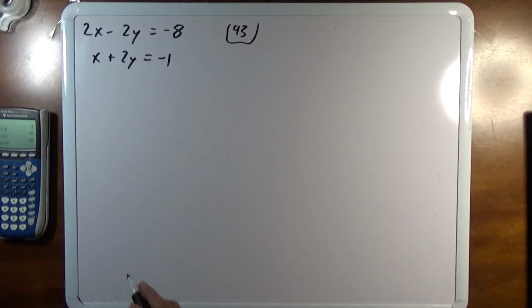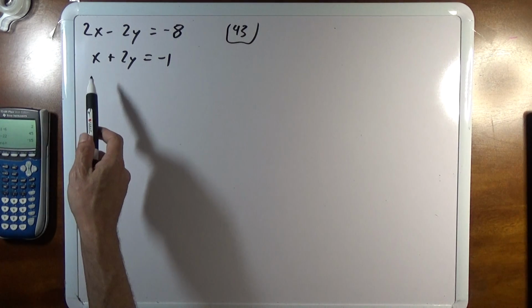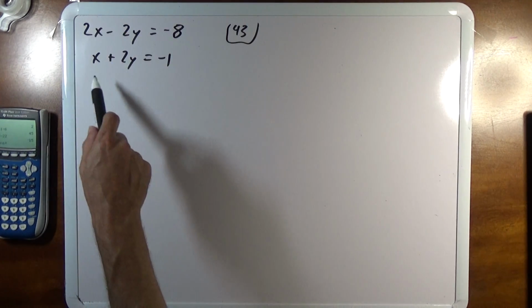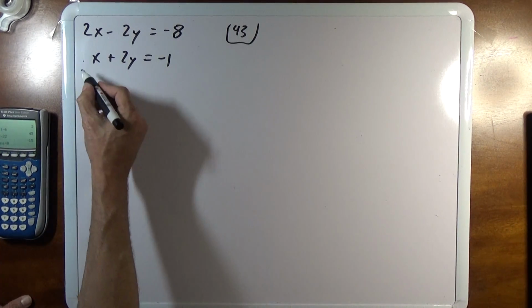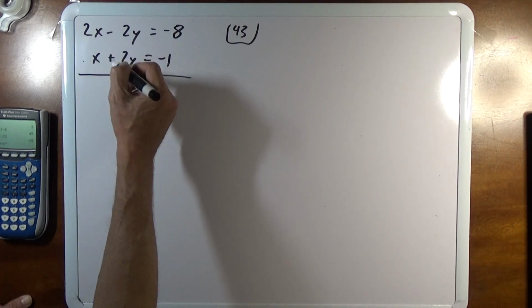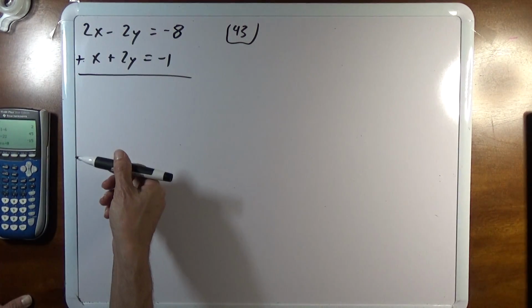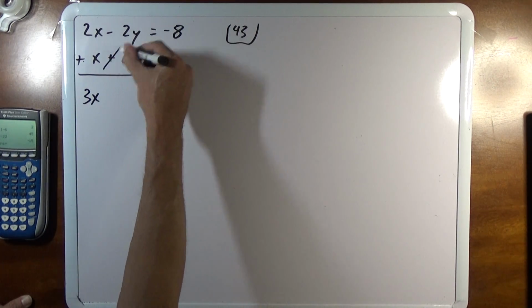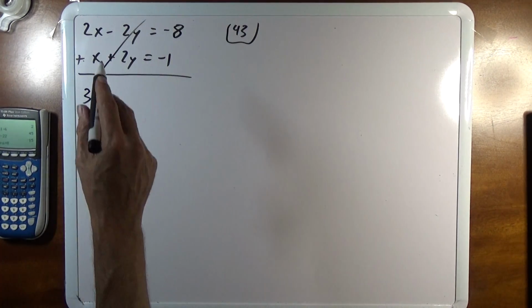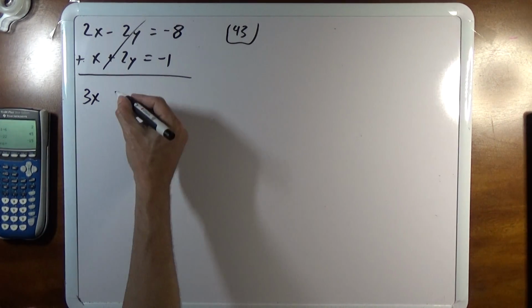For elimination, what I want to look for is coefficients that are equal or opposites of each other. So I have 2 and 1. Here I have negative 2 and 2. When they're opposites, like negative 2 and 2, I will add these vertically. 3x. So these cancel. That's what I want. I want one of my variables to cancel. 2 equations, 2 variables, we should be able to solve it.